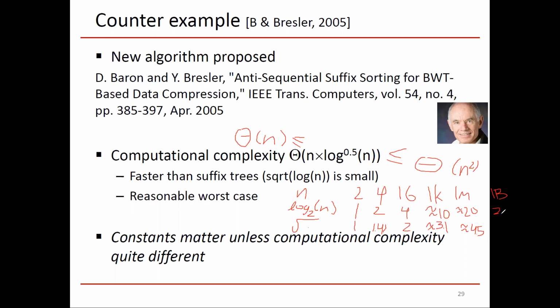The log of 1,000,000,000 is 30, and the square root would be something like 5.5. Now, what I'm trying to show here is, compare 5.5 to 1,000,000,000. So n square root of log n is way, way, way closer to n, and much, much smaller than n squared. So we have a function that's faster than suffix trees in practice because the square root of log n is small. It was about 2 times faster.